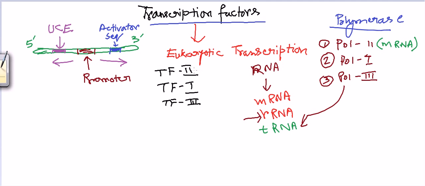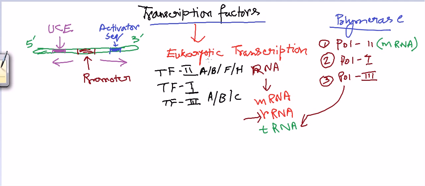Now these transcription factors again have different types of proteins. That means transcription factor 2 has many. So there are transcription factor 2A, 2B, 2F, 2H, and a lot more transcription factor 2s available. Similarly, for transcription factor 3 there are transcription factor 3A, 3B, 3C, and so on. Transcription factor 1 also has different varieties, right? So these are the variations of different proteins that are available.